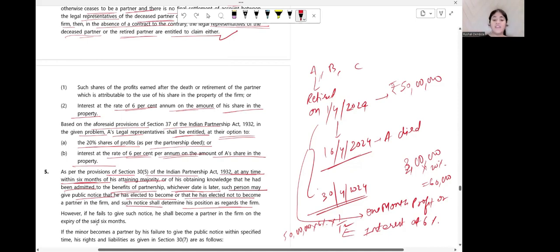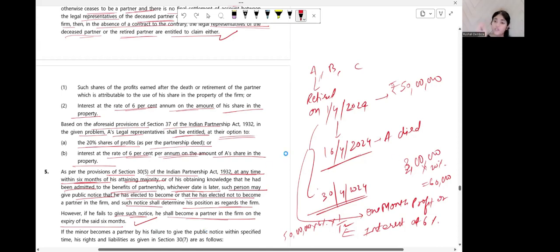However, if he fails to give such a notice, he shall become a partner in the firm on the expiry of 6 months. If you don't give the notice in 6 months also, you will be considered that you are the partner of the firm. If the minor becomes a partner by his failure to give public notice within specified time, his rights and obligations are specified in section number 30, subsection 7, and they are as follows.